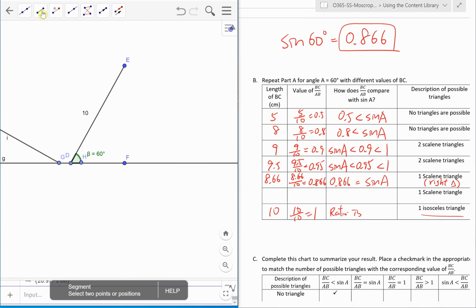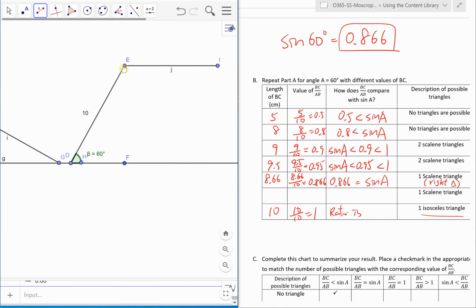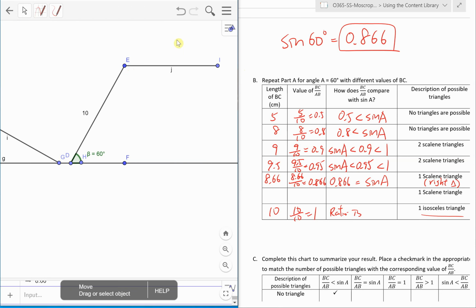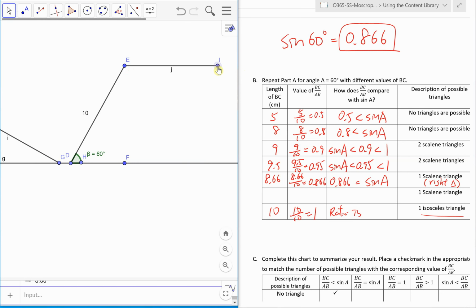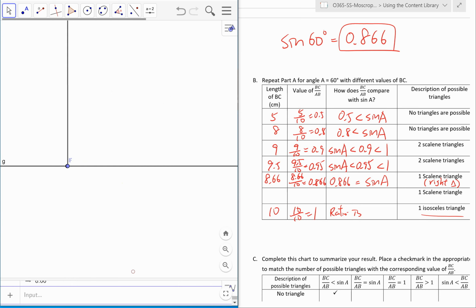I'm going to make BC 8.66. And I'm going to rotate this and see if that's the only triangle I can make, because if it's a right triangle, it should land exactly on F. And you can see, I can zoom in, but you can see it's right on it.